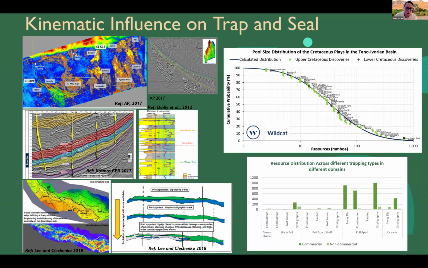As we move to the pull-apart part of the margin, this is the most successful domain along the transform margin, with a number of different traps playing a dominant role in the hydrocarbon accumulations. And again, the Jubilee field, with reserves of 690 million barrels, is a really prime example of how trap and seal effectiveness work in tandem.